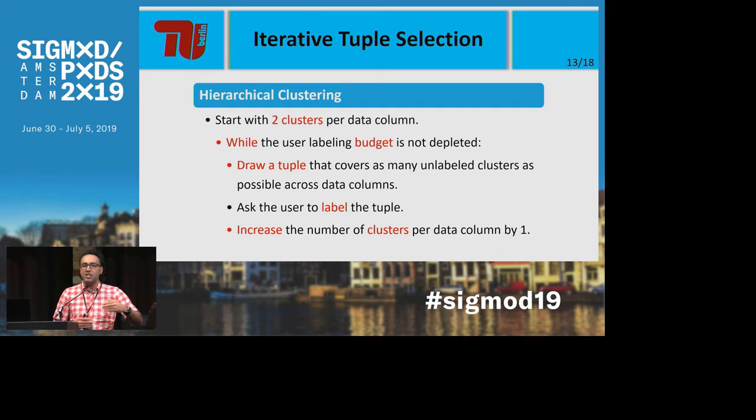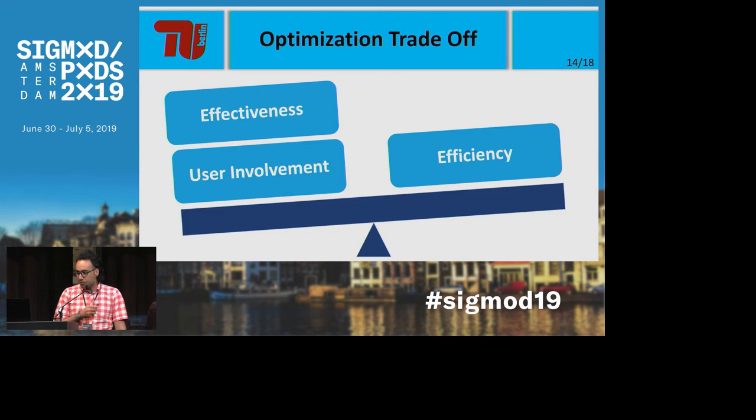And in each iteration, we draw one tuple that covers as many unlabeled clusters as possible in different data columns, and we ask the user to label the values inside this tuple. In the next iteration we add 1 cluster to each data column, and we continue this iterative process until the user labeling budget allows.